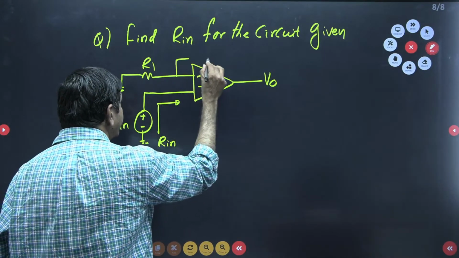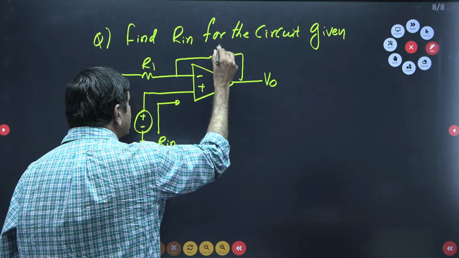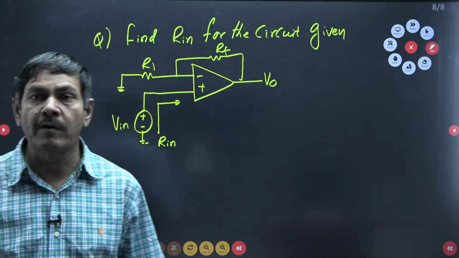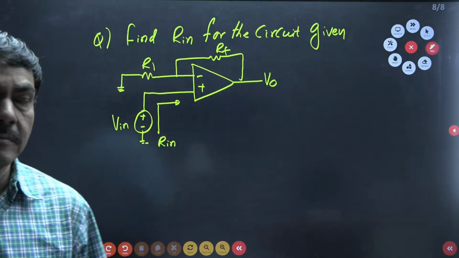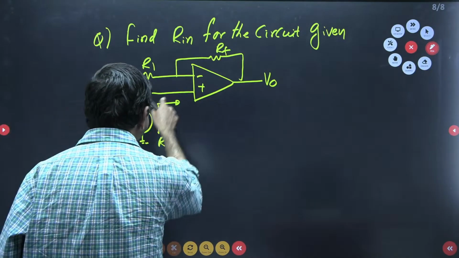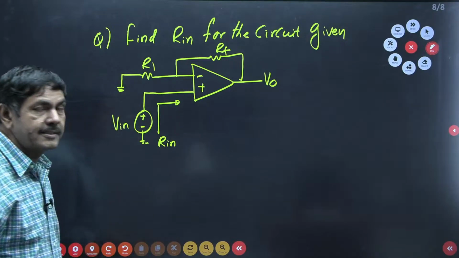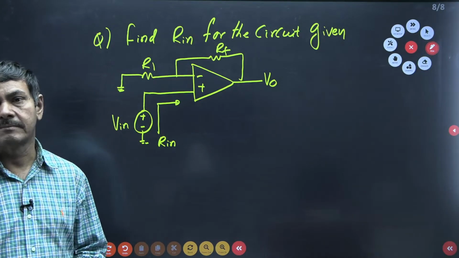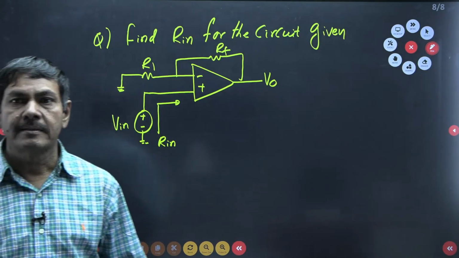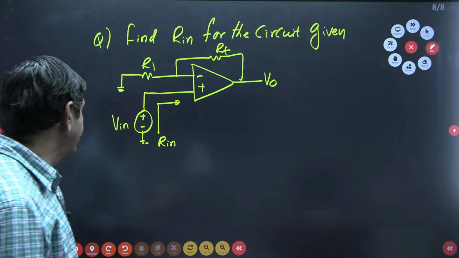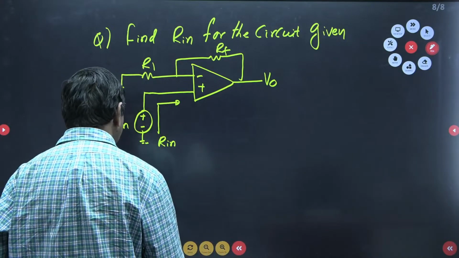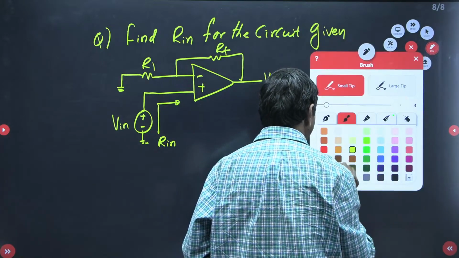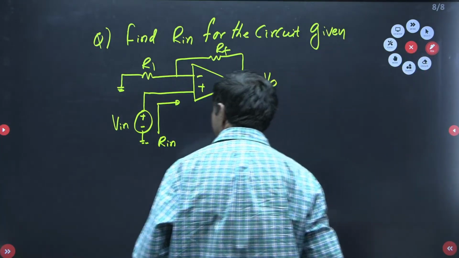Here RF is given. They require what is R in when the view is made from this side. Based upon the direction given, you can form a formula like this: input resistance equals, as you know very well, input voltage by input current.